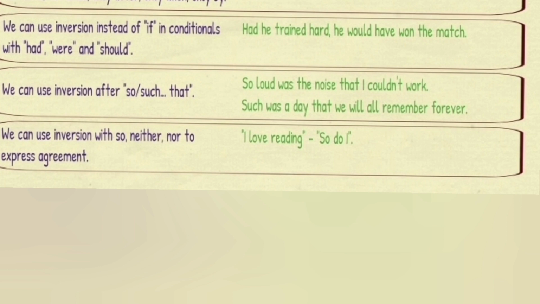We can also use inversion with so, neither, or nor, to express agreement. Example: I love reading, so do I.